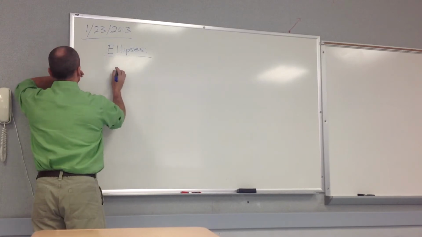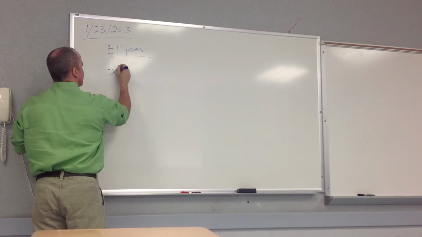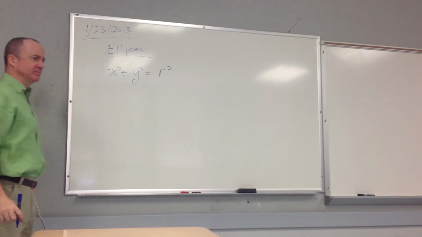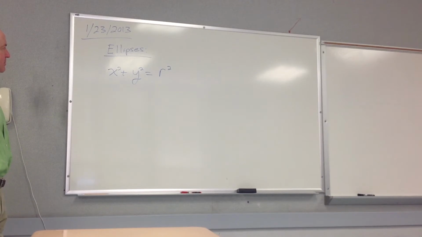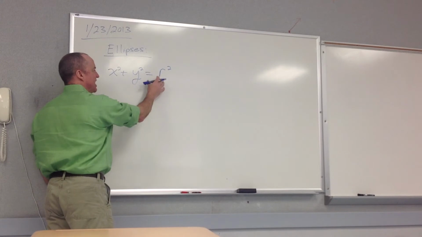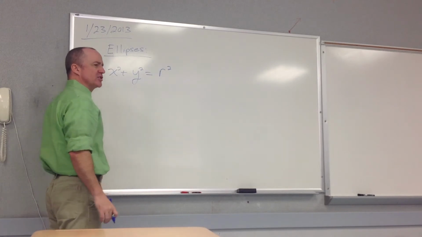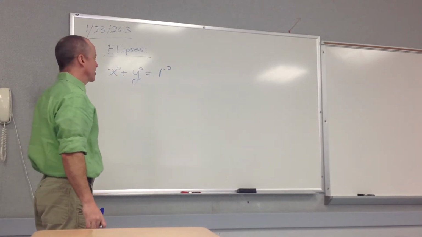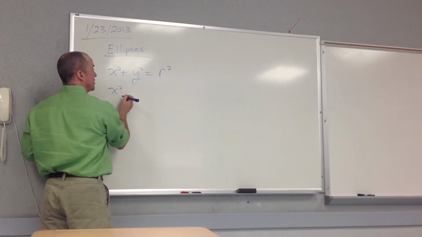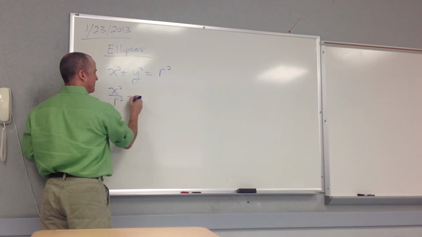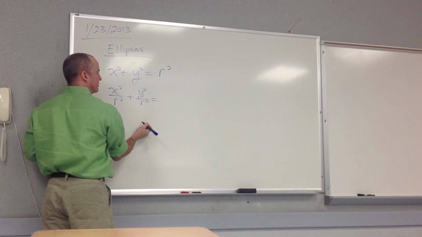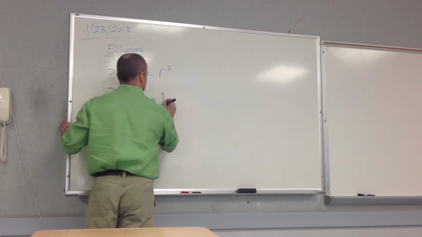A circle centered at the origin, in general, can be x squared plus y squared equals r squared, where r is the radius. What would happen if I divided every term in this equation by r squared? What would that look like? x squared over r squared plus y squared over r squared. What would that equal? 1. Thank you, Danny. Good catch.